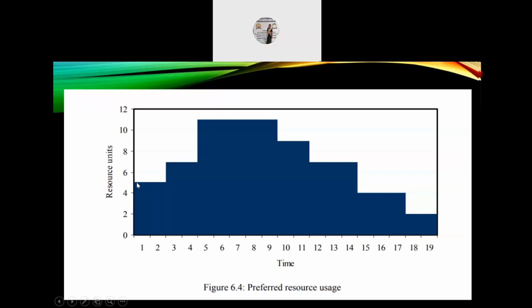Initially it can be started at 5 units and ended at 2 units. It increases gradually and then decreases. As the time increases, the resource units decrease.